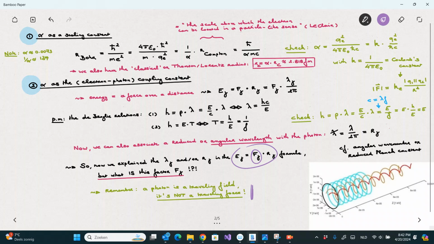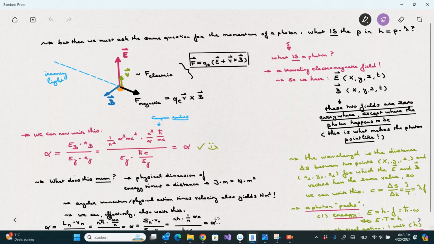But so we're still wondering, what is this force? Again, a photon is a traveling field. It's not a traveling force, but of course they are related. A field makes abstraction from the charge on which a force acts, and vice versa. You can say that if there would be a charge, and that's where I'm going, then the force that would be associated with the photon would be equal to that, and that's the interpretation we want to give here.